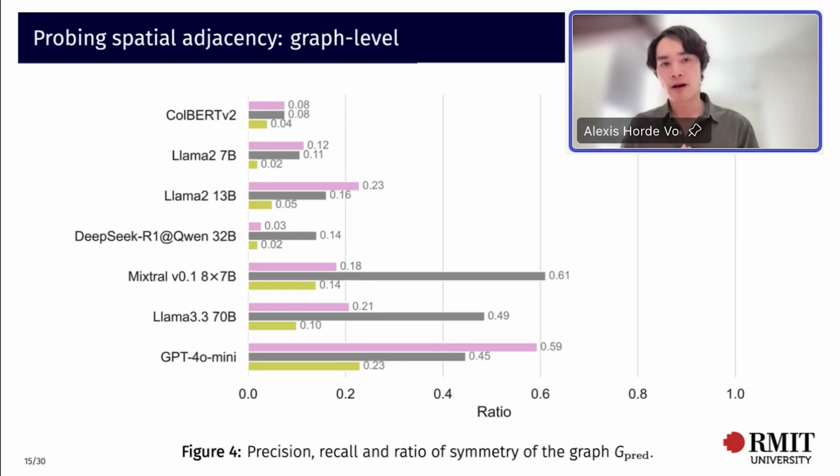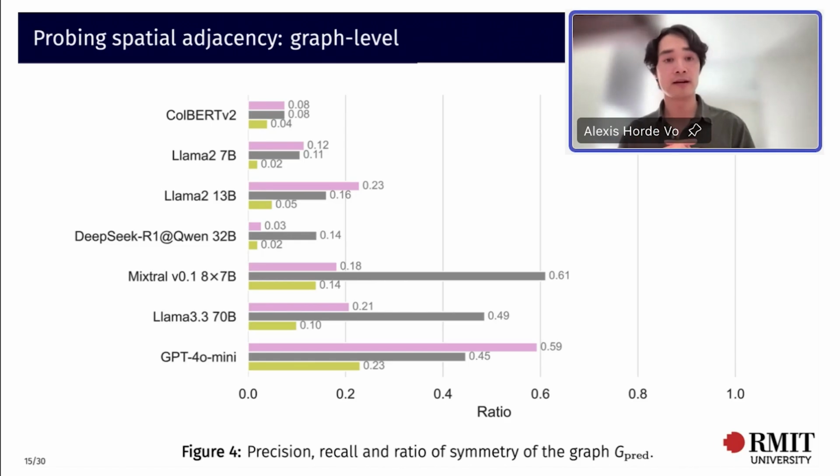So in terms of quantitative analysis, we have different models. ColBERT, which is a very small model with 100 million parameters, and we studied up to 70 billion parameters, and potentially a bit more with GPT-4o Mini. What we could see is that precision is extremely low across all the models, less than 60%.